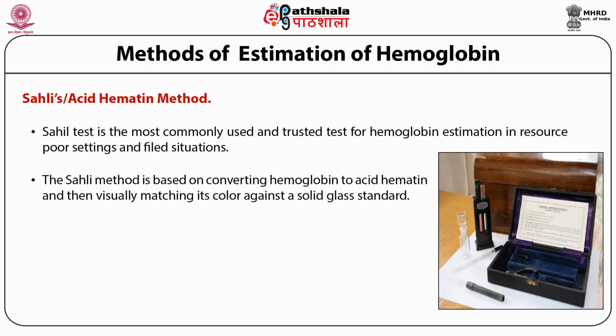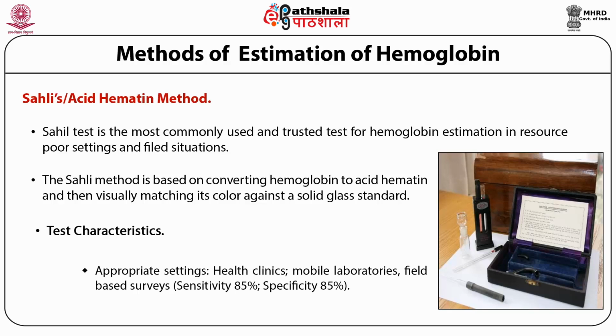This method is based on converting the hemoglobin to acid hematin and then matching its color against a solid glass standard. The test characteristics include health clinics, mobile laboratories, and field-based surveys, with a sensitivity of 85% and specificity of 85% each.